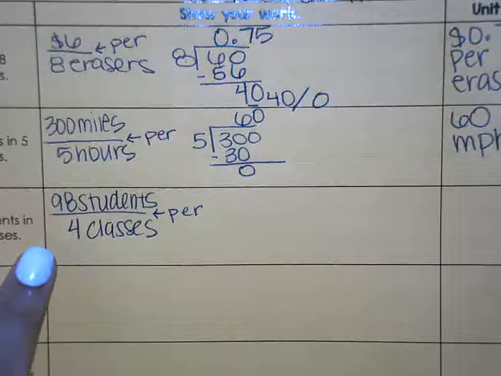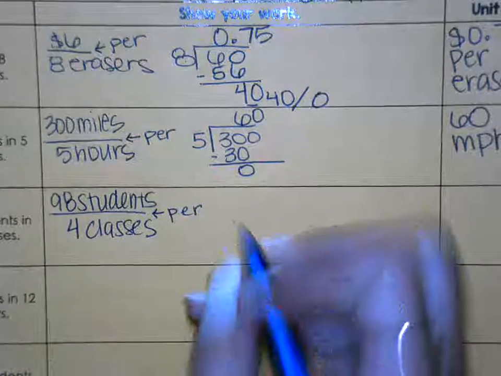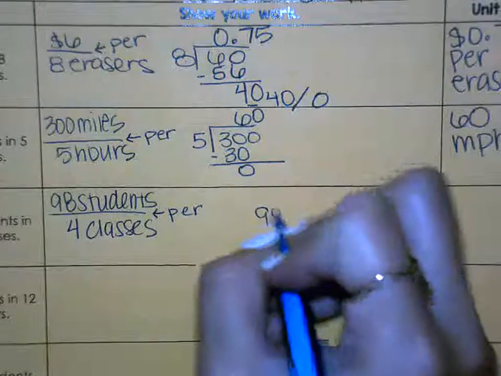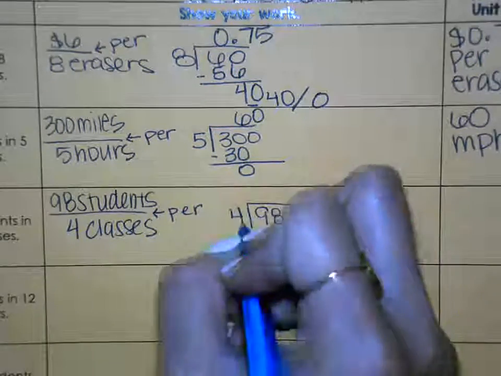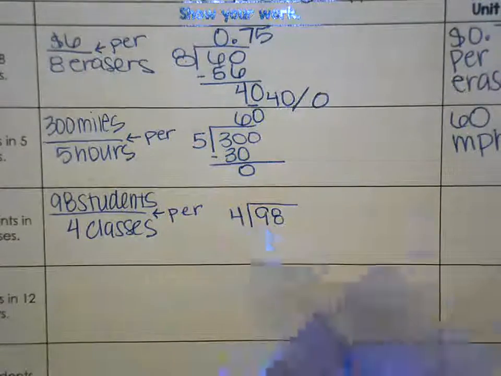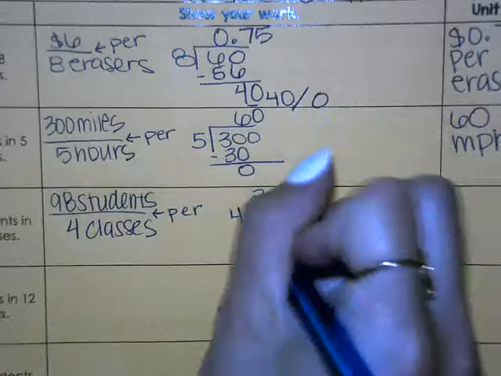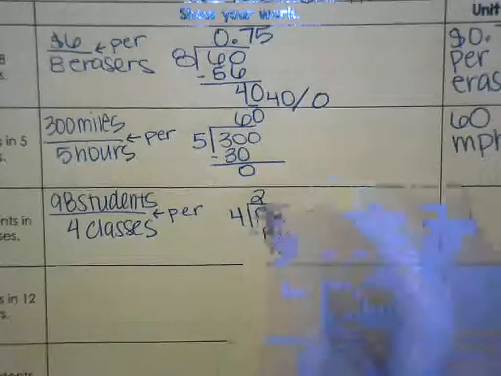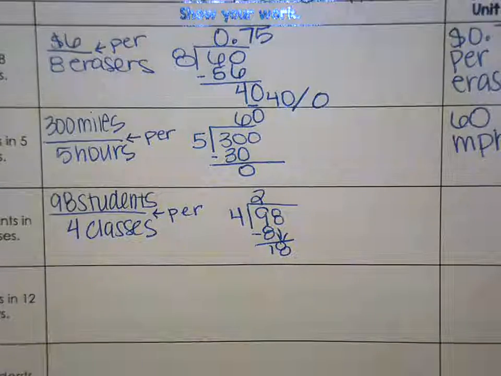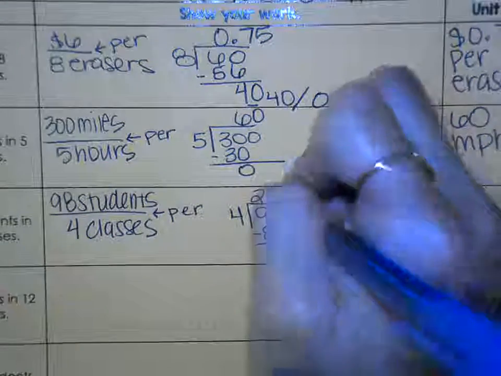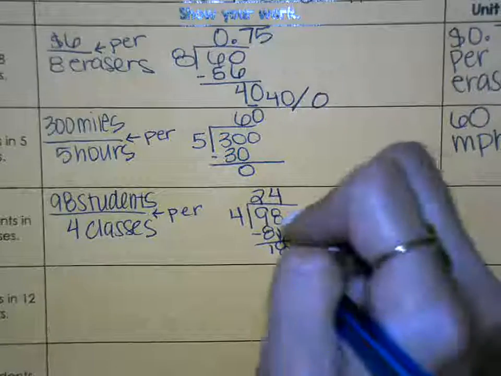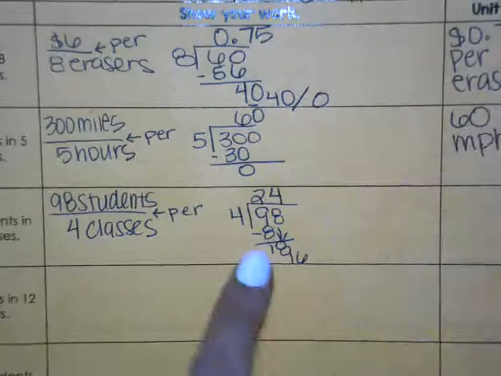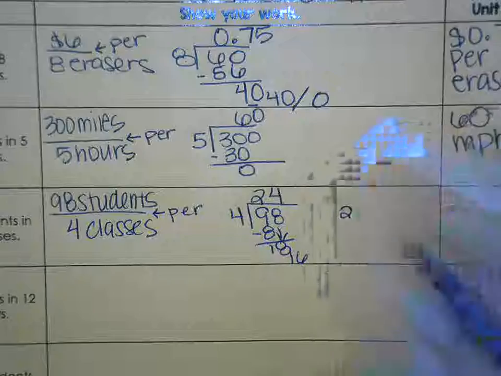So then I have this next one. I have 98 students per 4 class periods. So I put 98 in the house. I'm dividing it by 4. 4 goes into 9 2 times. We get 8. 9 minus 8 is 1. Bring down the 8. 4 goes into 18 4 times. 4 times 4 is 16. 18 minus 16 is 2.